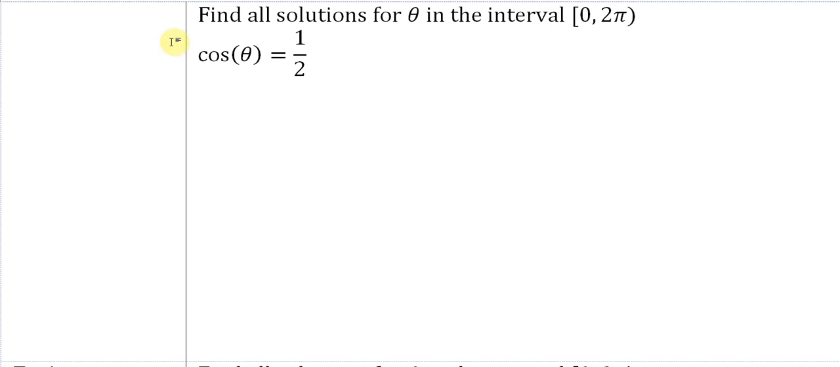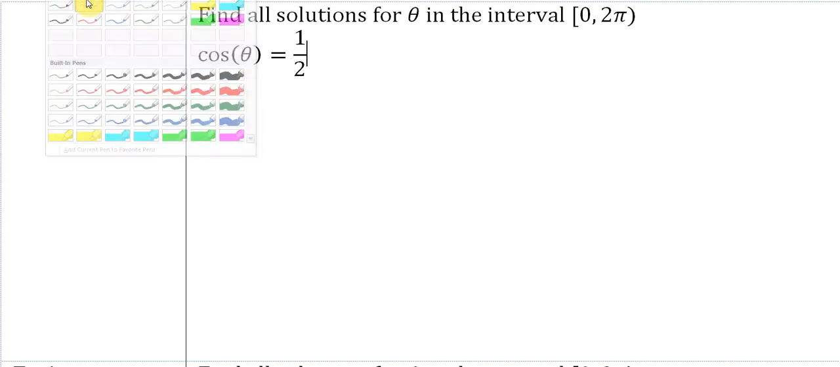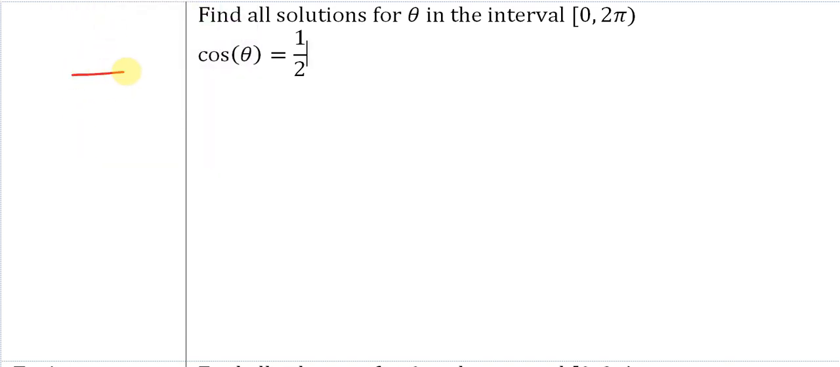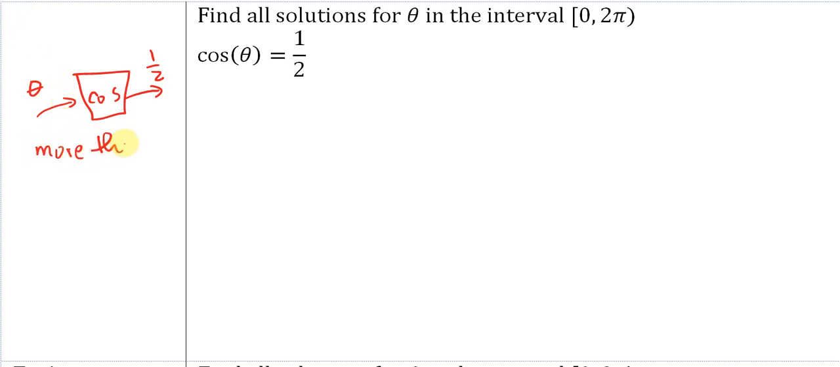So let's quickly recap what this question is actually asking. Say you have the cosine function, and we're feeding in theta, and we're going to get 1/2. The question is, what kind of input can we feed into this function in order to get an output of 1/2? Since it's asking for the input, there could be more than one possible answer. There could be 2, 3, maybe infinitely many answers.